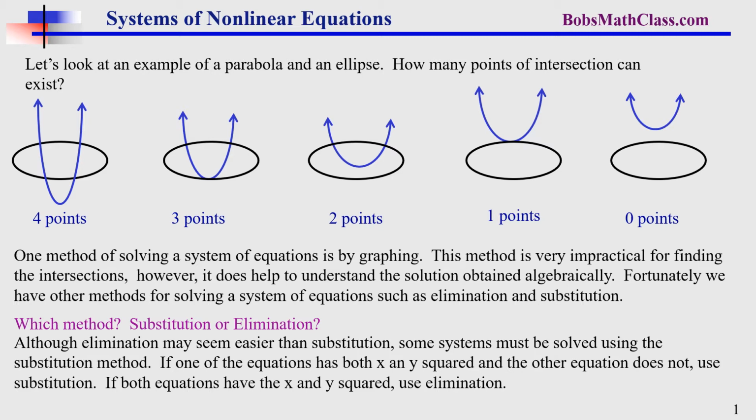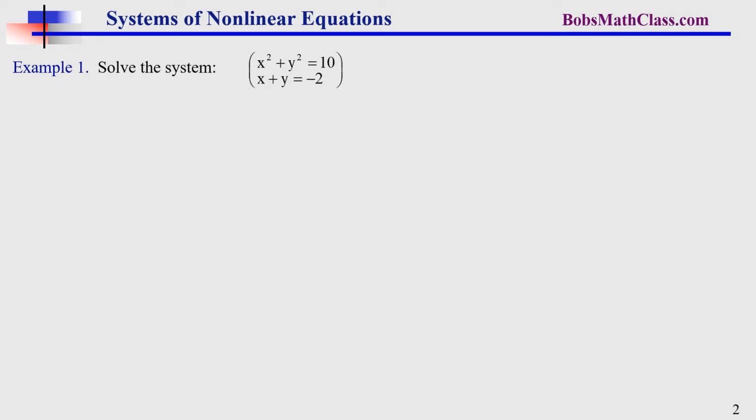Okay, let's give it a shot. So here's our first problem. X squared plus y squared equals 10 and x plus y equals -2. On the top row, they're both squared. On the bottom row, neither are squared. So which method must we use here? Yes, we must use the substitution method. That means we have to get either x or y by itself. Then we need to decide which row we're going to use to get x or y by itself.